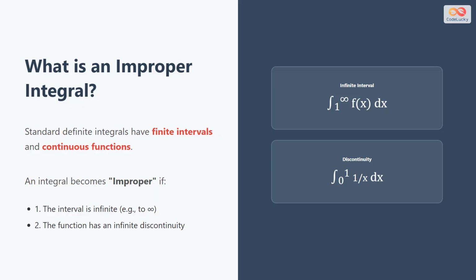First, let's define what makes an integral improper. Normal definite integrals have finite boundaries and continuous functions. An integral is considered improper if one of two things happens. Either the interval of integration is infinite, such as going from 1 to infinity, or the function itself has a discontinuity, like a vertical asymptote, within the integration limits.